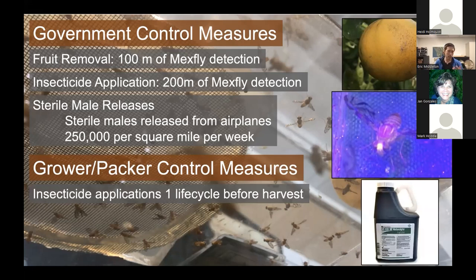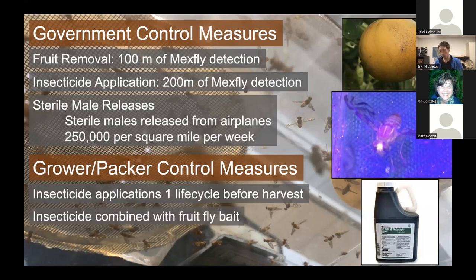Basically, you need to be applying insecticide applications approximately every week, at least one life cycle of the Mexican fruit fly before harvesting any fruit. And that can be both malathion, or it can be spinosad, depending on if you want to be organic or if you aren't an organic grower. And the insecticides are combined with a fruit fly bait, which is attractive to the flies. So they come in, land on it, and then subsequently die. Treatments are being applied on the exterior of groves and then about every 6 to 10 trees more on the interior.